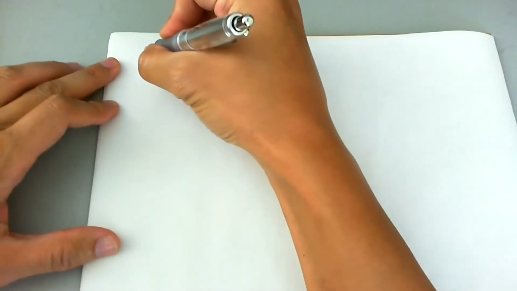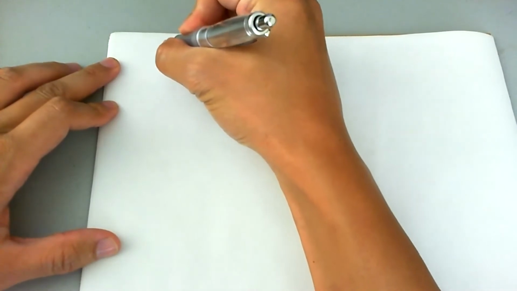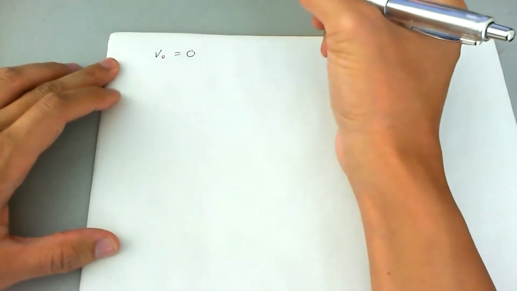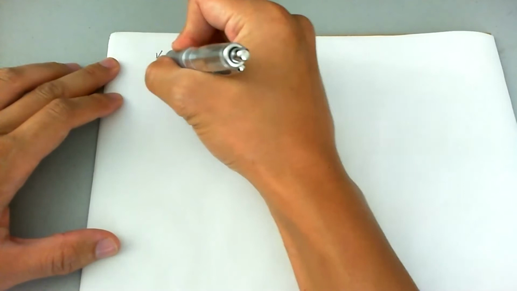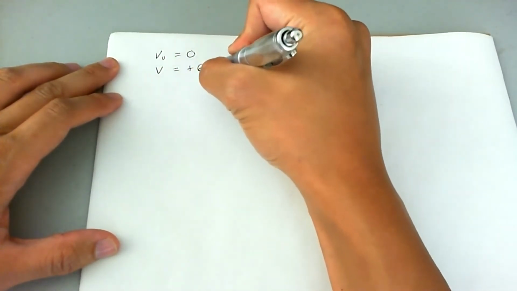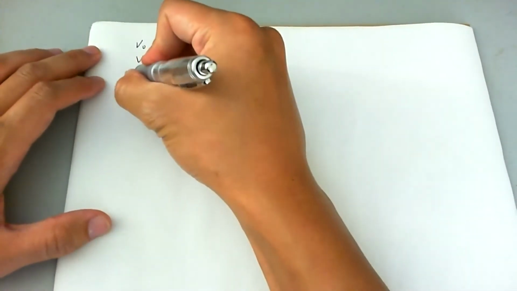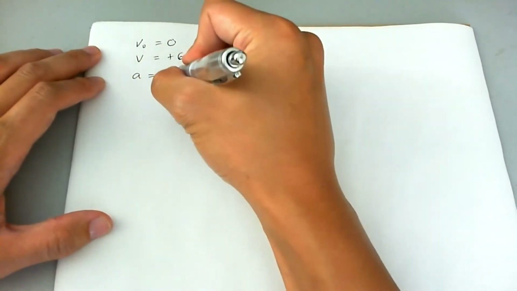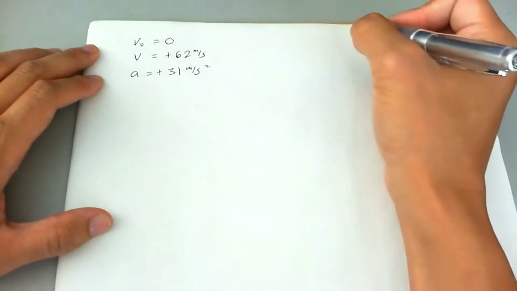In this problem, we are given the following knowns. So we have the initial velocity of the aircraft, which is 0. We have the final velocity, which is plus 62 meters per second. And we have the acceleration, which is plus 31 meters per second squared.